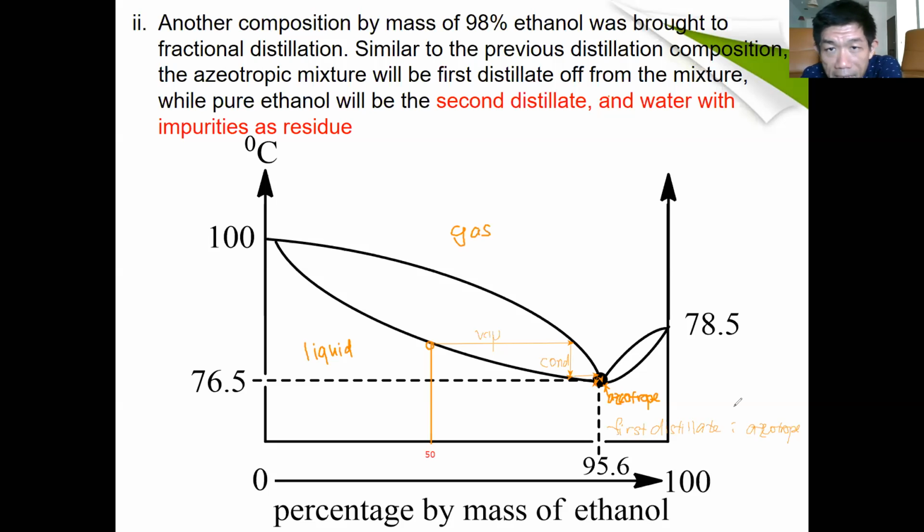As for the second distillate, let's say after we distill out the azeotropic mixture, we continue the fractional distillation. When we continue, which one will be the second distillate? It depends on the composition. Now, if you see at this curve, it is what we call biased to the left wing. That means it's going more towards the alcohol mixture, isn't it?